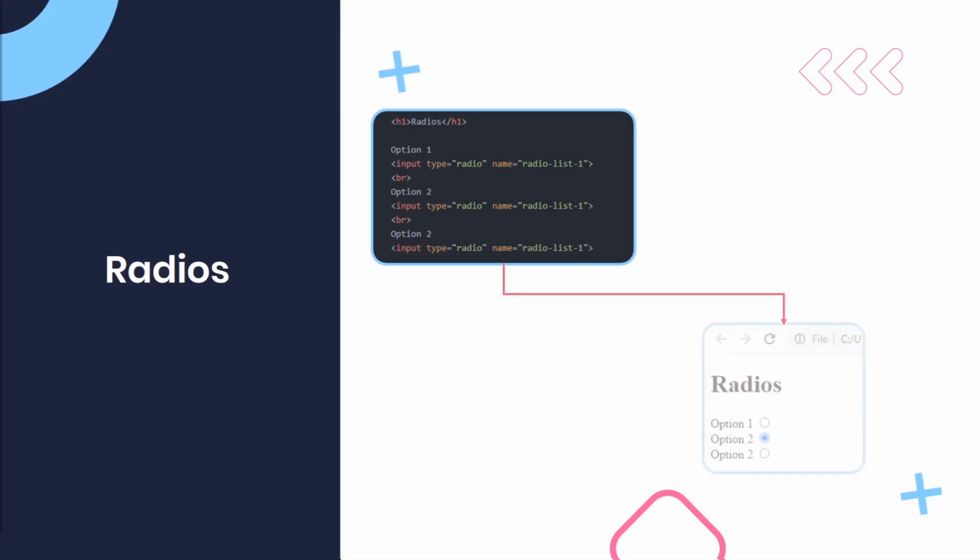Now if we look at the output for this, what you'll note here is that unlike with checkboxes, you can only select one value from a list of values that share the exact same name. A typical example here could be something like an MCQ list for a questionnaire or a survey where the user can only select one particular value.